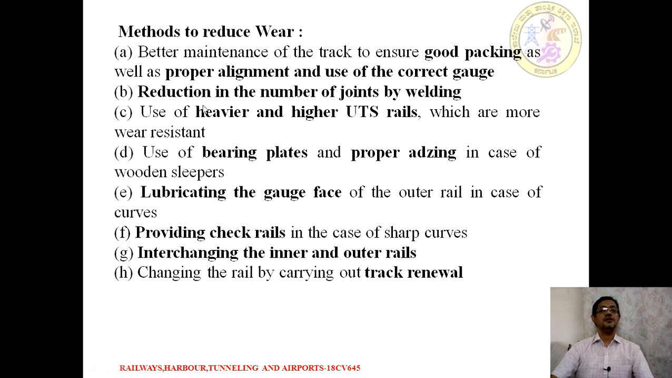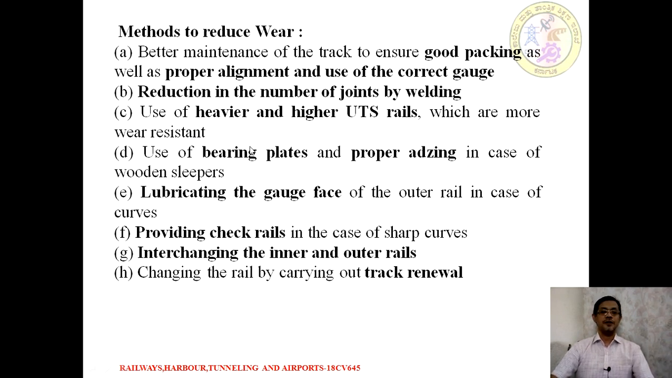The next method to reduce the wear is to tackle end battering, by reducing the number of joints by welding. If you reduce the number of joints, the end battering is going to be avoided, so we can reduce the wear. Similarly, using heavier and higher UTS rail, which has more wear resistance, is also one more remedial measure.